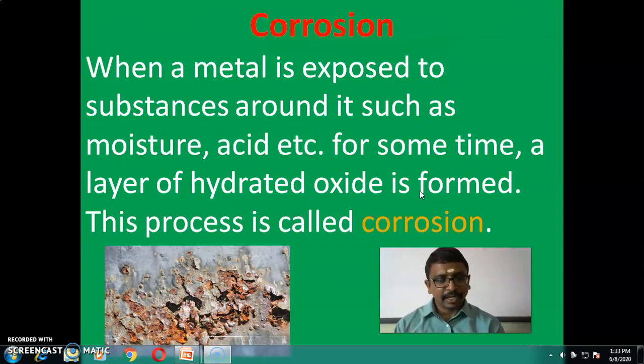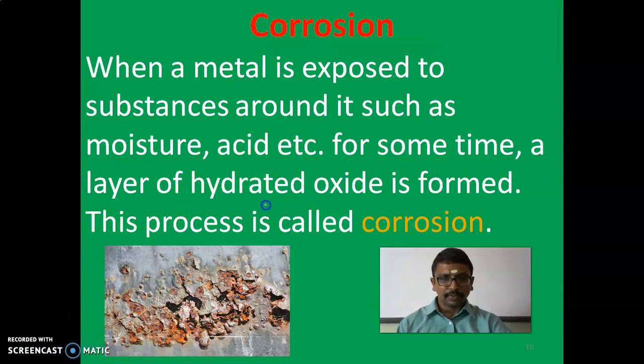a layer of hydrated oxide is formed. So here you can see, it's because of corrosion only. It is exposed to moisture, water molecules, oxygen, or some other substances. With that, it will get corroded. This process is called corrosion. A layer of hydrated oxide is formed.